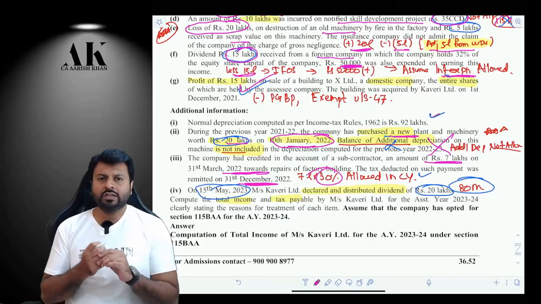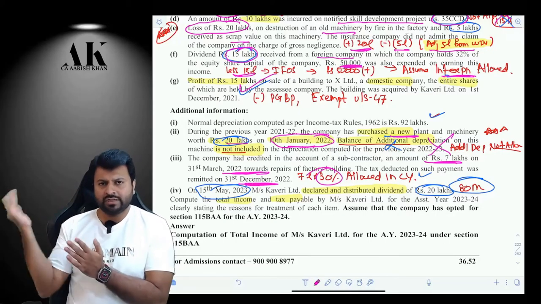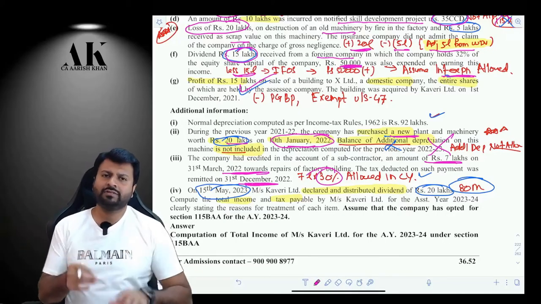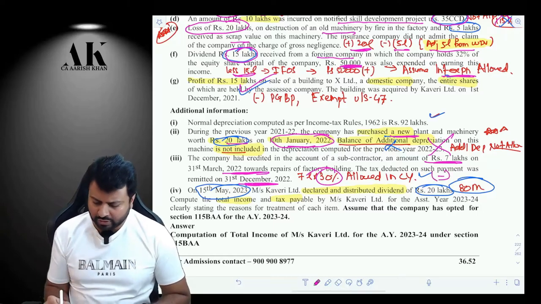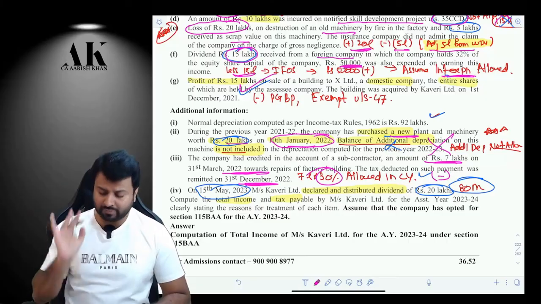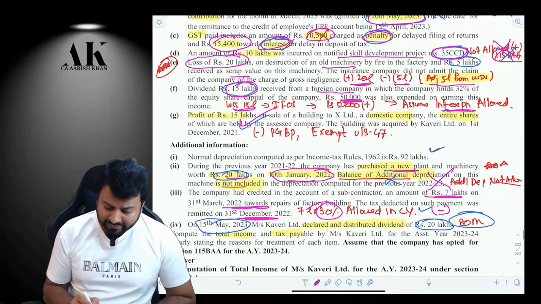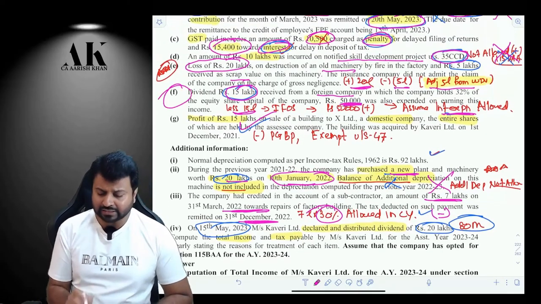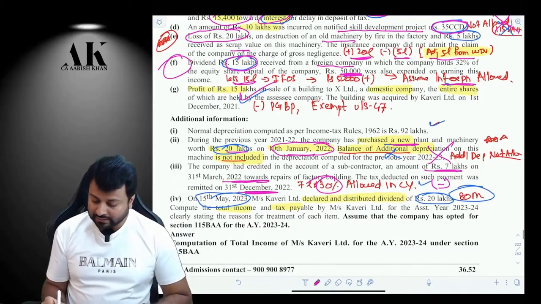So in the last year, 30% of 7 lakh would have been disallowed, but in the current year 30% of 7 lakh will be allowed to you. So you have to reduce this much amount, that is 30% of 7 lakh, which will come to 2.1 lakhs. You have to reduce from your net profit. Okay, and last but not least, whatever dividend you have earned over here of 15 lakhs minus 50,000, that is 14 lakh 50,000, that will be subject to what?